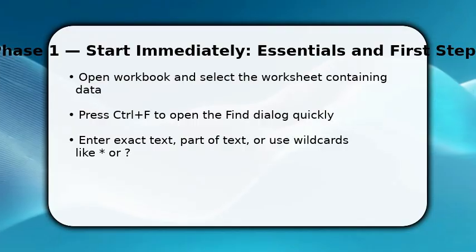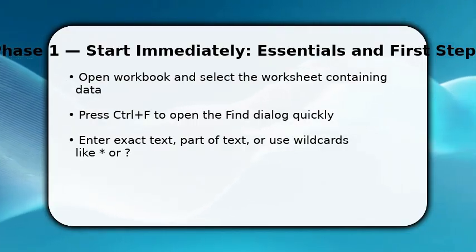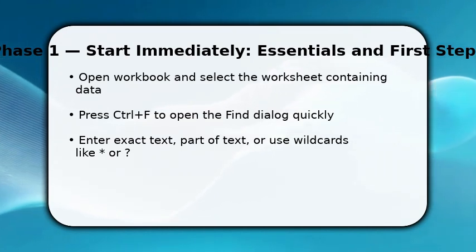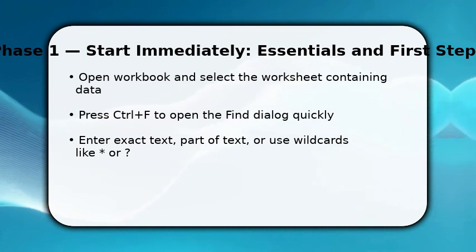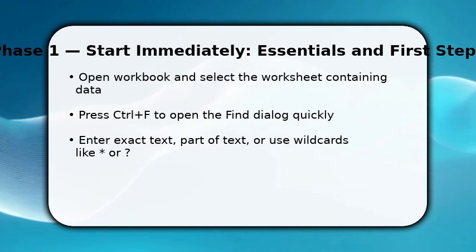Enjoy the video. You begin by confirming the sheet and range you will search. This matters because Excel searches where you direct it. Press Ctrl plus F to open the Find dialog now. In the Find What box, type the exact text or a fragment. You can use asterisk to match any string and question mark for a single character.